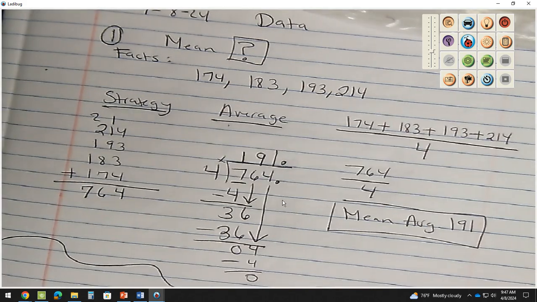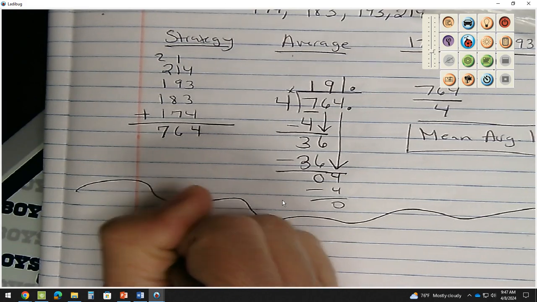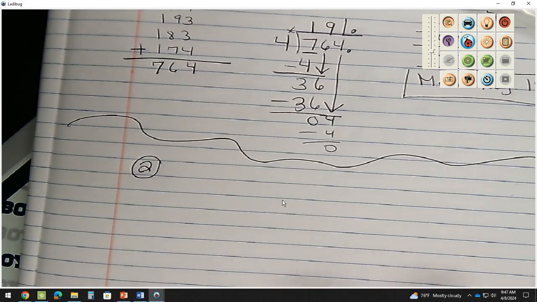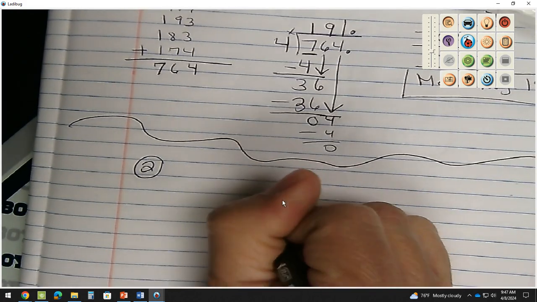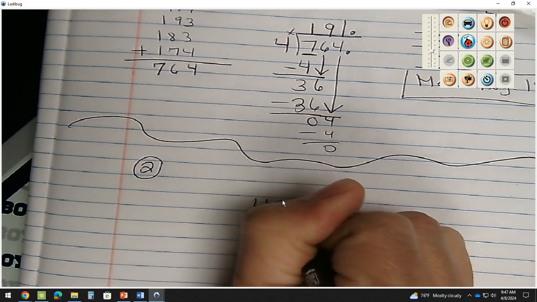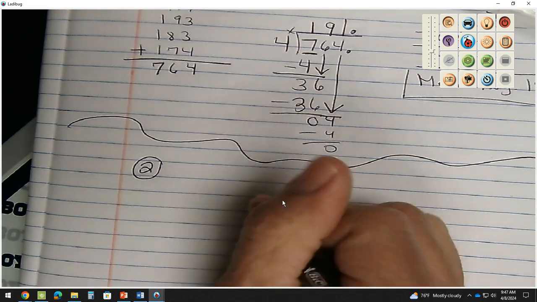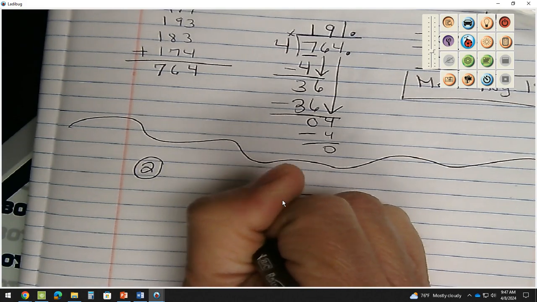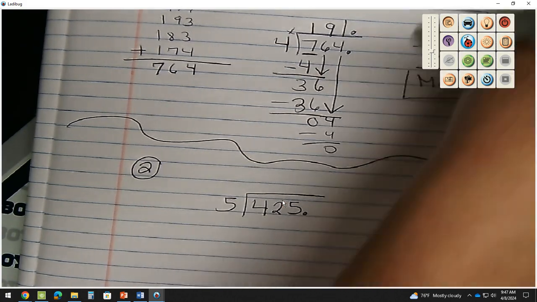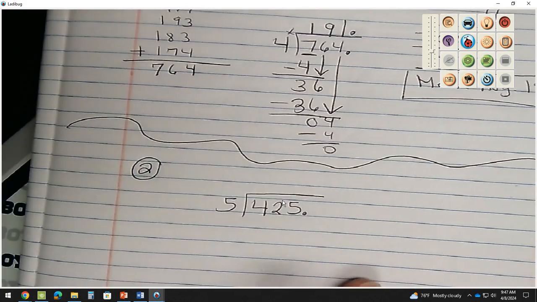Here we go. So number 2, I'm not going to show you all the steps. We already saw a good journal. I'm going to go straight to the division. So 425, right? That's what you got? Divided by 5. If you're having trouble with division, you better listen.